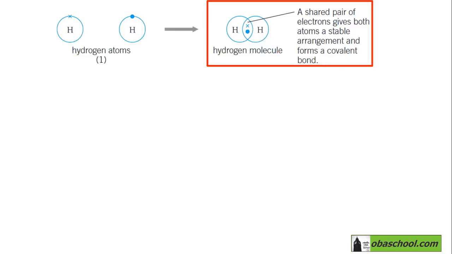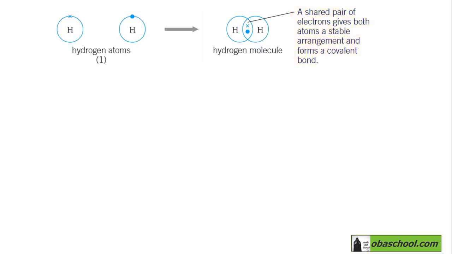According to the following structure, we represent a shared pair of electrons, which gives both atoms a stable arrangement and forms a covalent bond. So these two electrons, the cross shape and the dot shape, form a covalent bond between the two hydrogen atoms. And now it's stable, because hydrogen only needs one more electron to become stable.